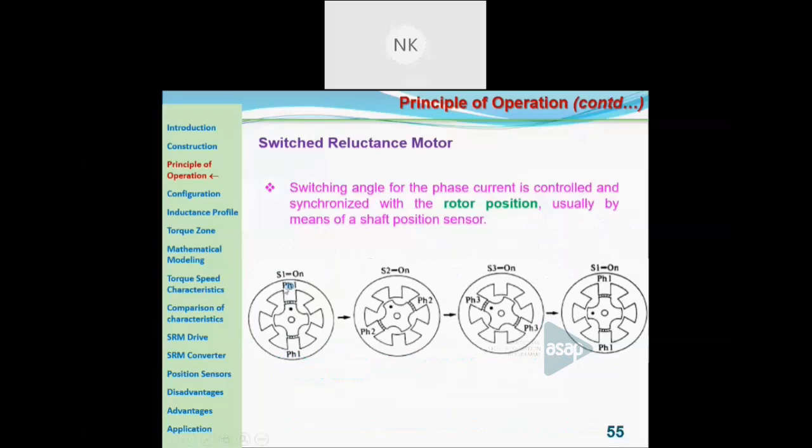And here also, when S1 is on, the switching angle for the phase current is controlled and synchronized with the rotor position. Suppose S1 is on, then phase 1 will be in the minimum reluctance position or the maximum inductance position. Before switching on S2, you have to de-excite S1 and then switch on S2. Then phase 2 will be in the minimum reluctance position or the maximum inductance position. Then moving on to S3, you have to de-excite S2 and then energize phase 3. Similarly, you have to move on. So S1, then again S2, then again S3.